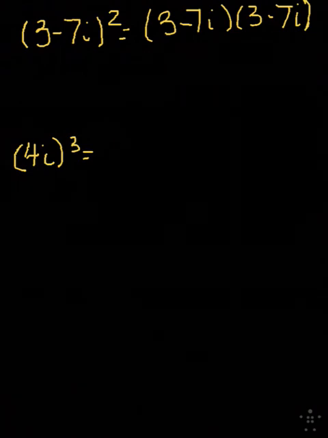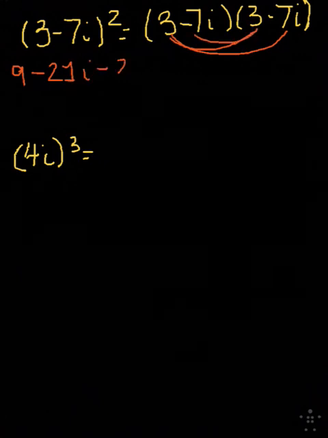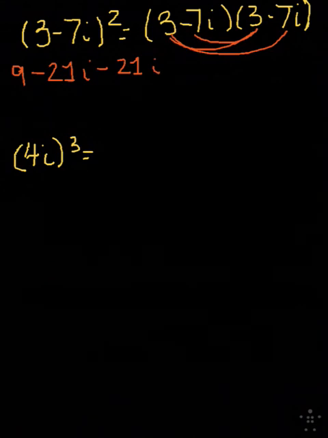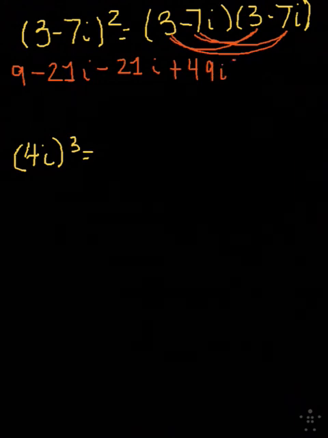Okay, start multiplying through. 3 times 3 is 9. 3 times negative 7 is negative 21i. Negative 7 times 3 is negative 21i. Negative 7i times negative 7i is positive 49i squared. Because remember, a negative times a negative is a positive. i squared equals negative 1. So remember, this just means 49 times negative 1.